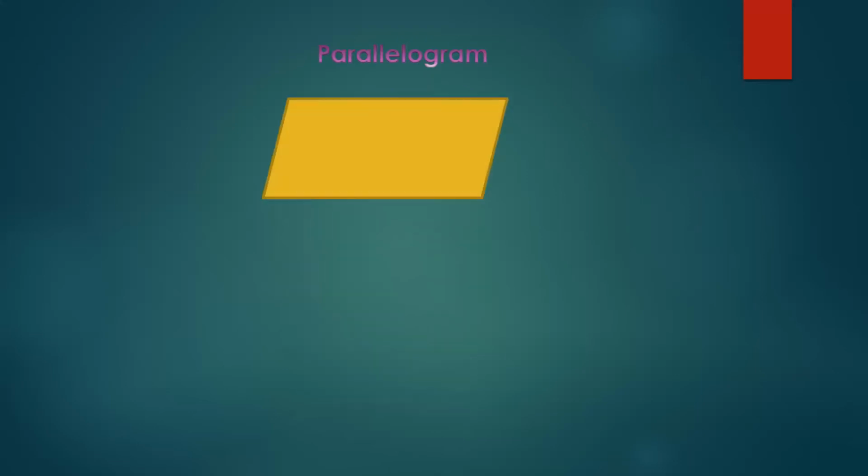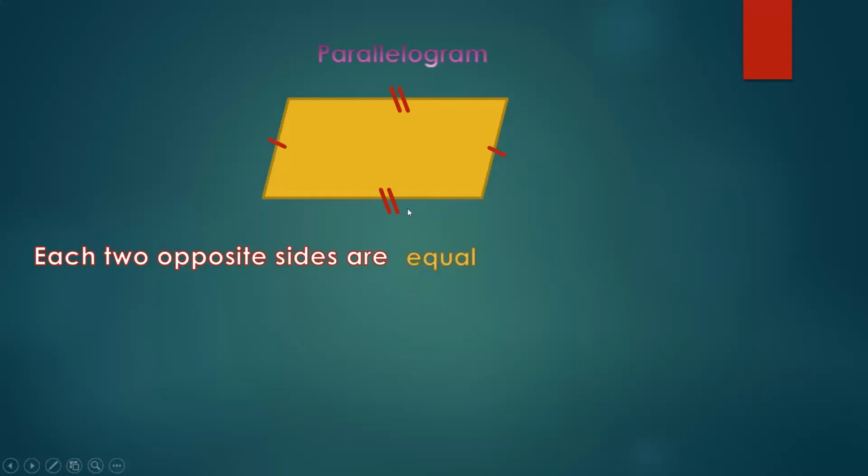Like the father. Let's remember the parallelogram. Each two opposite sides are equal. These signs mean equal. Each two opposite sides are equal and parallel. These arrows mean parallel: this side is parallel to this side, and this side is parallel to this side. Remember the meaning of the word parallel? Parallel means never intersect. So each two opposite sides are equal and parallel.